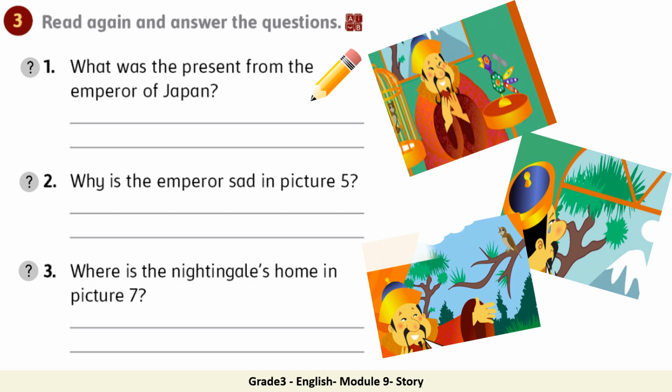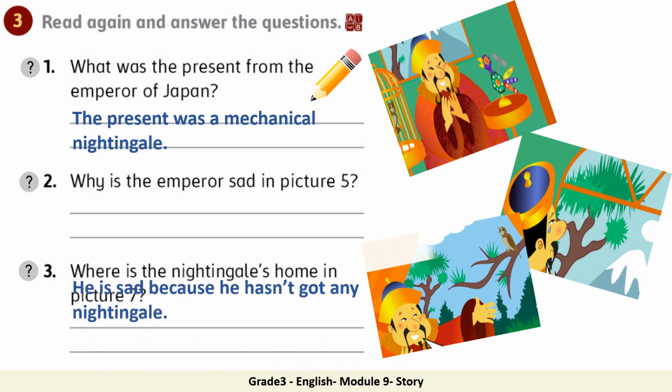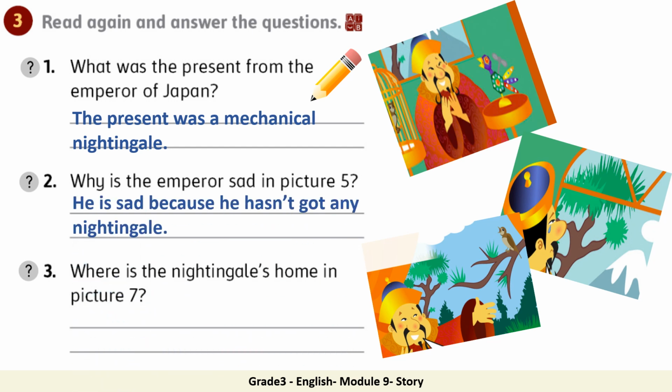Well, it's time to check your answers. The answer for question number 1 is the present was a mechanical nightingale. And the answer for question number 2 is he is sad because he hasn't got any nightingale. And the last question, the nightingale's home is in the forest.